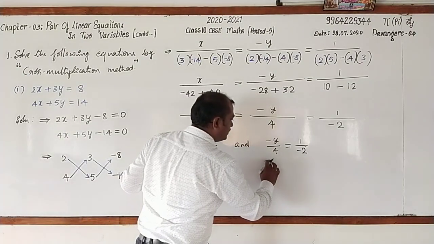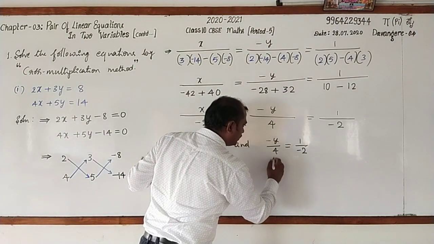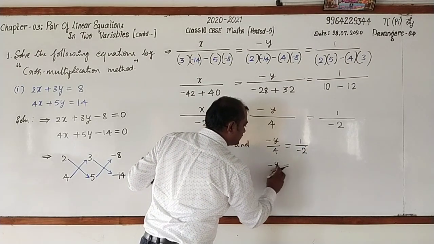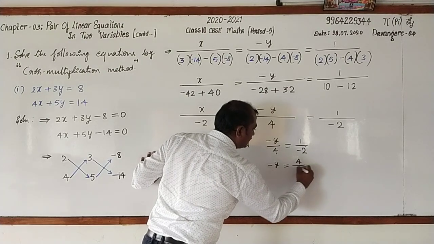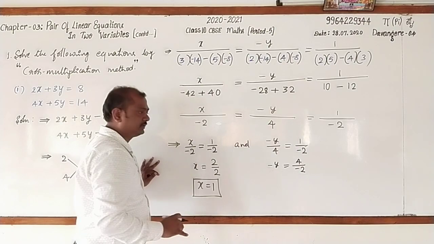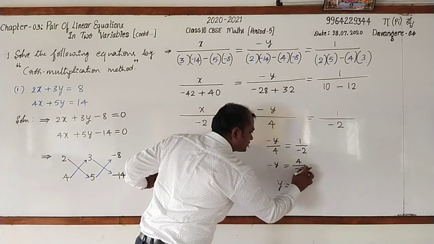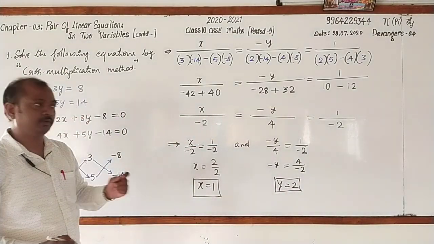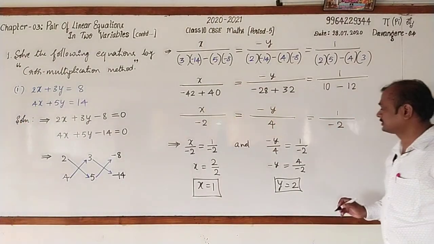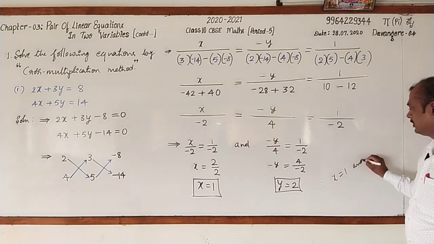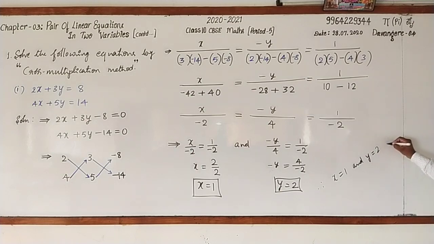Next, here, minus y by 4. Minus y by 4 is there. Cross multiply: 4 equals 4 by minus 2. Minus minus gets cancelled. Then y is equal to, cancel 2 ones are 2, 2 twos are 4, so y equals 2. Therefore, x equal to 1 and y equal to 2. That is the required solution. Here I'll write, therefore, x equal to 1 and y equal to 2 is the required solution.